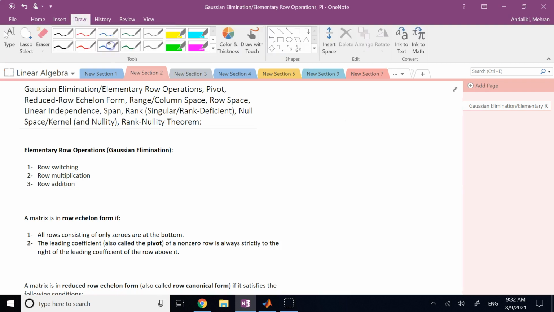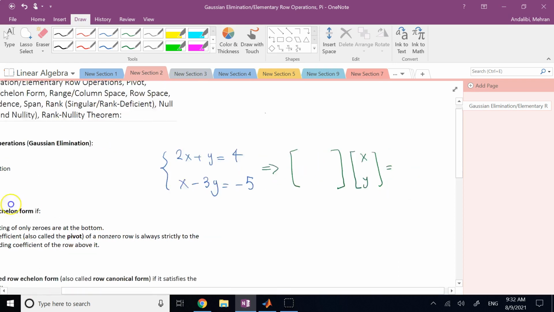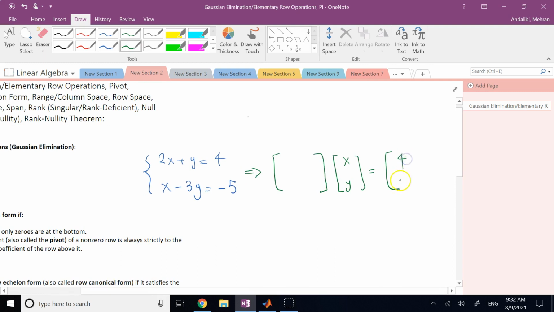So let me show you an example here. Let's say you have two equations, for example. The first equation is like 2x plus y is equal to 4. And the next one is like x minus 3y is negative 5. Okay, so I have two equations or two rows, correct, of the matrix, because I can write this as a matrix of coefficients times a vector of unknowns is equal to a right-hand side known vector.